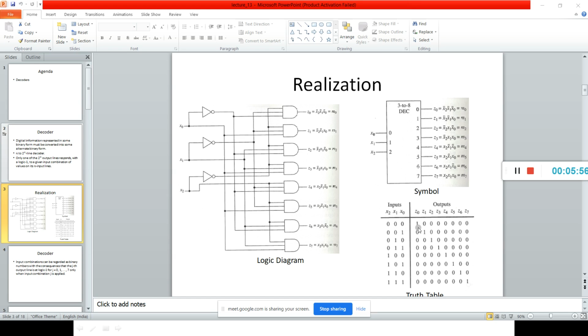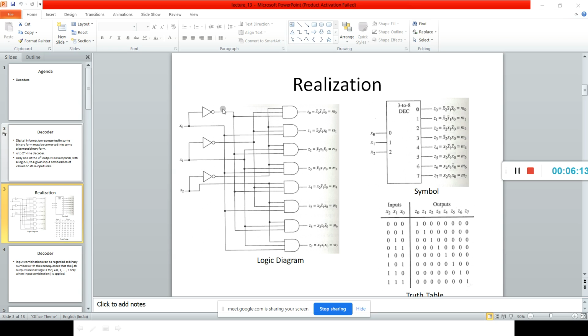So it is active high. Okay, output is 1, so it is active high. If output is 0 and all others are 1, it means it's an active low decoder. Okay, so here you need to implement these outputs according to this.